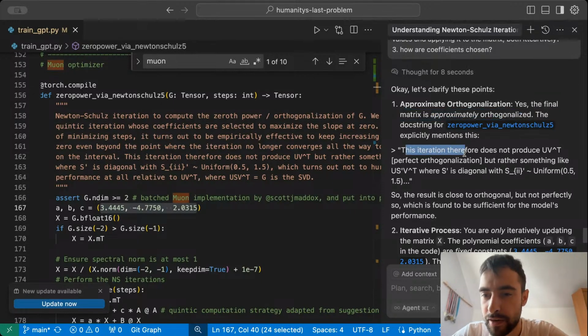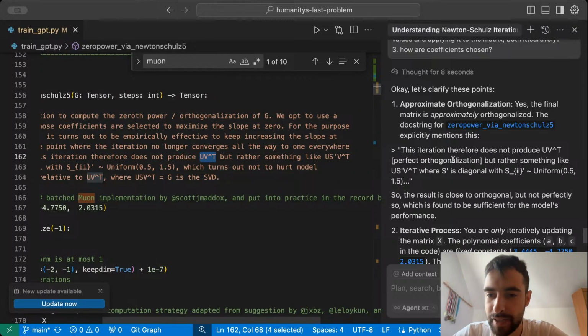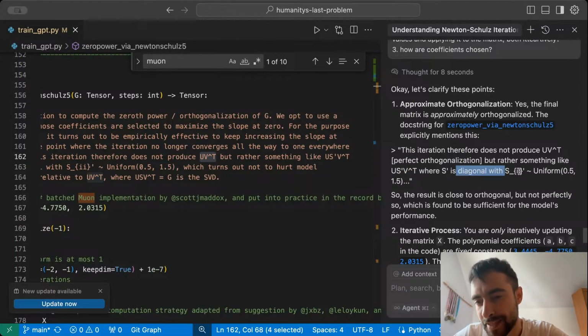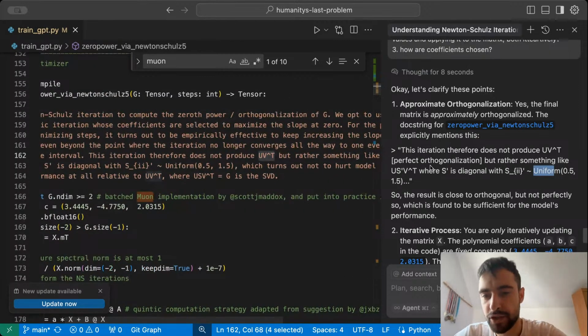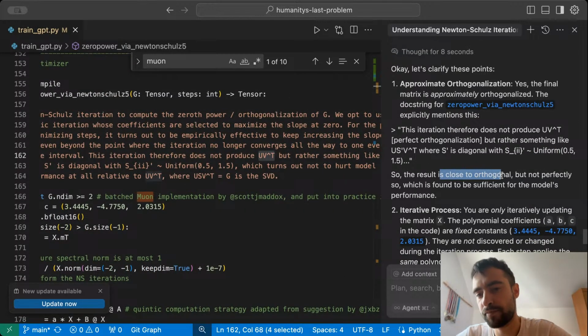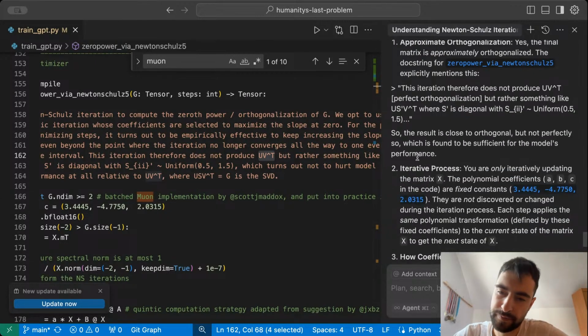This iteration therefore does not produce perfect orthogonal, but rather something like this. I don't know how to read this, where S prime is diagonal with S2 prime uniform what? So the result is close to orthogonal, but not perfectly so, which is found to be sufficient for the model's performance.